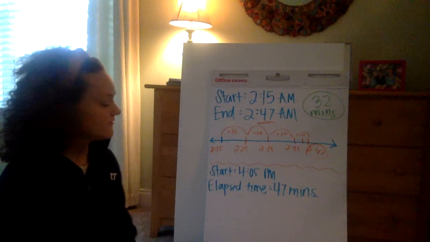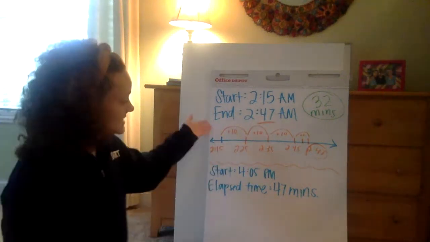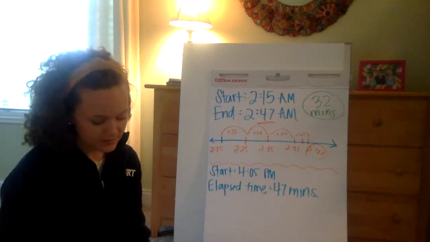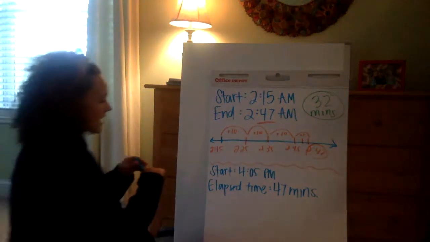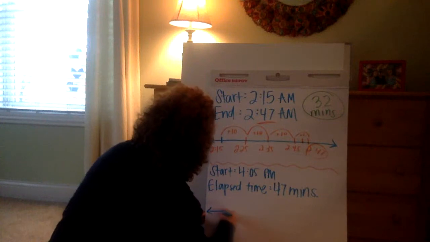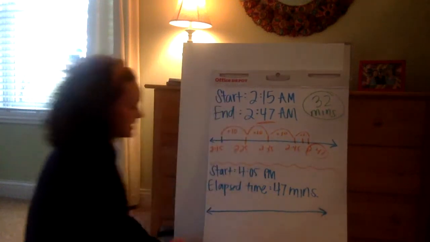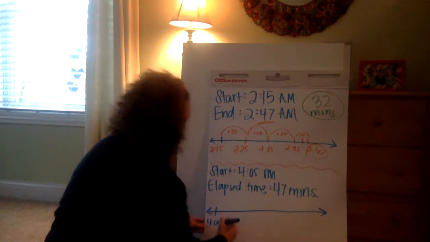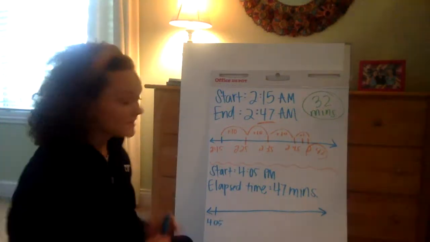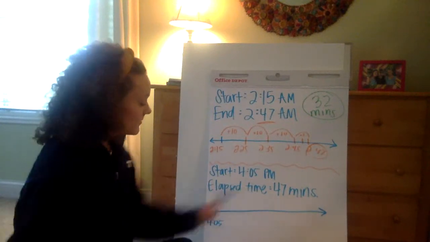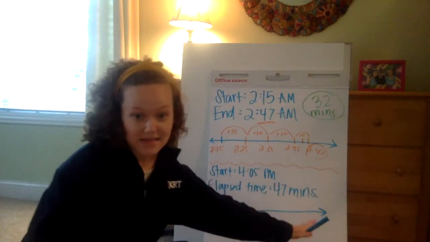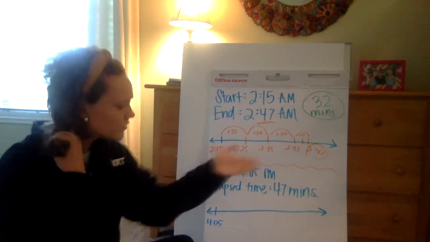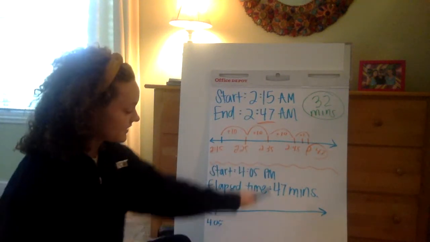Okay. If we look down here, it's a little bit different because it doesn't give you an end time. They're asking you to figure out what the end time would be if the elapsed time is 47 minutes. So just like we did before, we're going to use a number line. I'm going to do my start time, which is 4:05, and I'm working left to right. 4:05, and my elapsed time is 47 minutes. So that means between 4:05 and whatever my end time is, 47 minutes have passed. So we don't know what our end time is, but we're trying to figure that out given this.